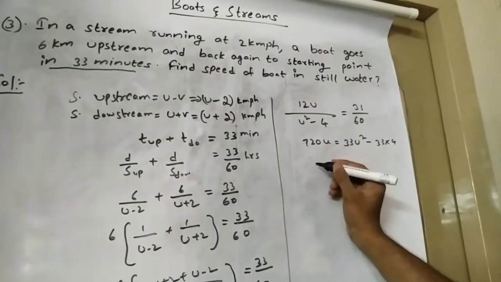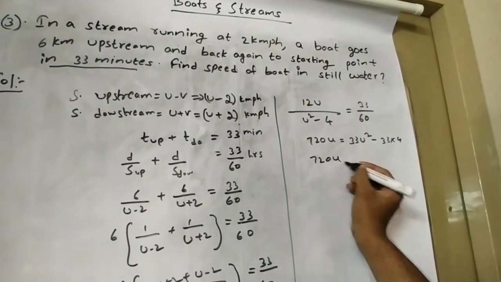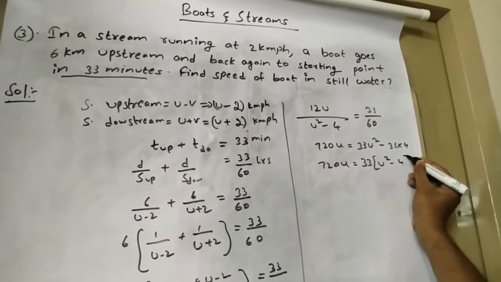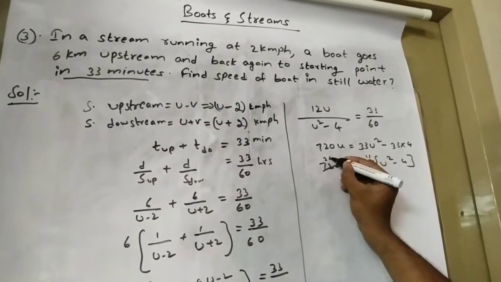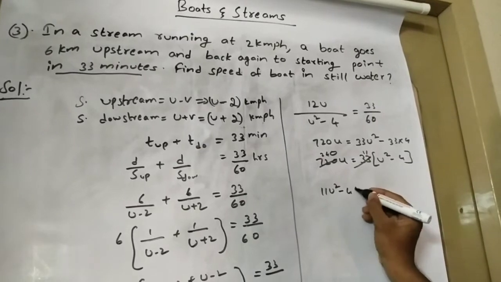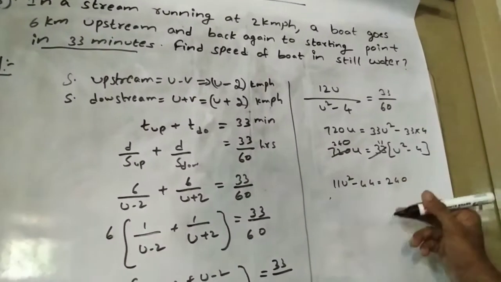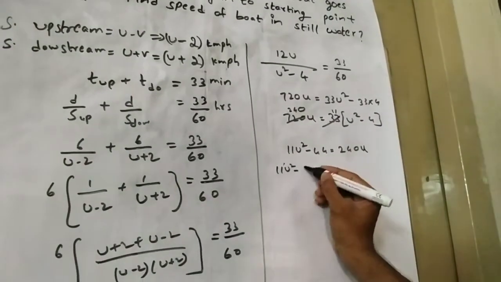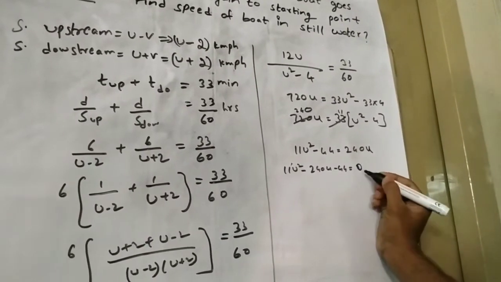All will cancel in the 3 table. So 720u is equal to, taking 33 as common, 33 times (u square minus 4). Three 11s are 33 and 3 times 240 is 720, so 240u is equal to 11 u square minus 44. That gives 11 u square minus 240u minus 44 is equal to 0.